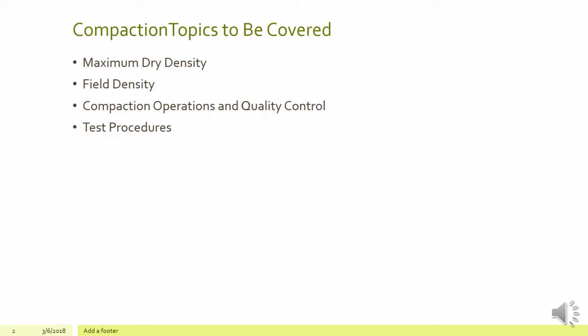Let's move on and take a look at the compaction part of this presentation. And what are we going to look at? We're going to look at the maximum dry density, the field density, the compaction operations and quality control. And we're going to take a look at some test procedures that we would use.